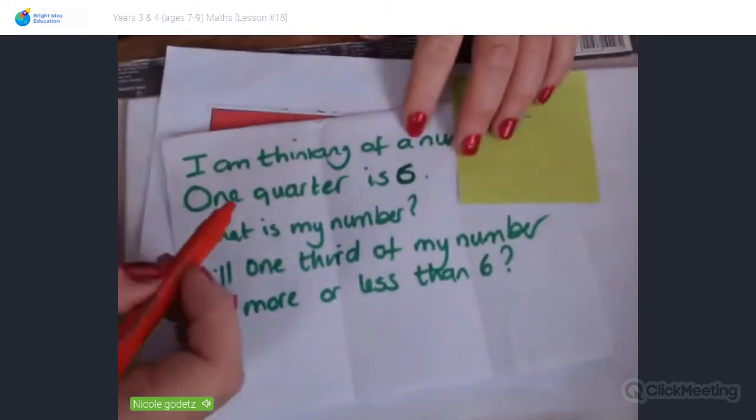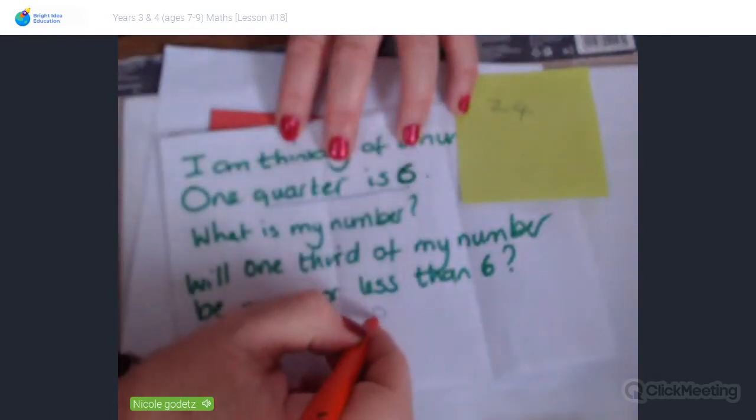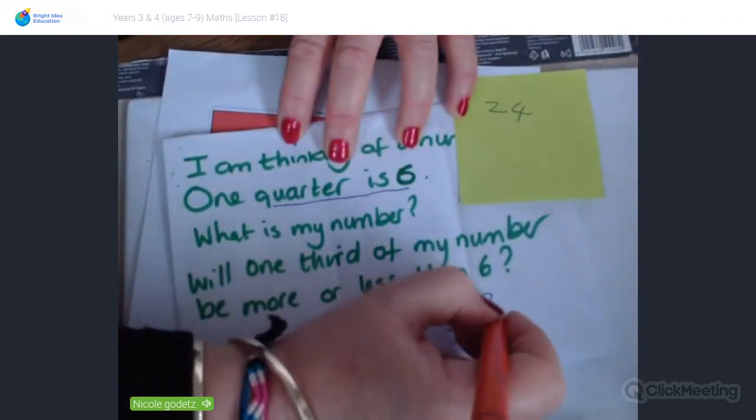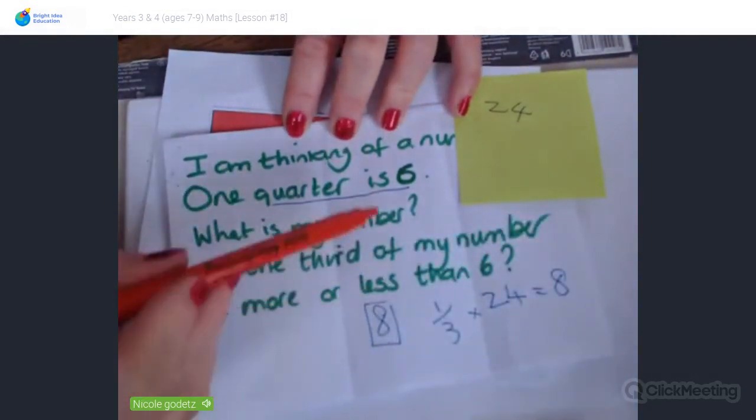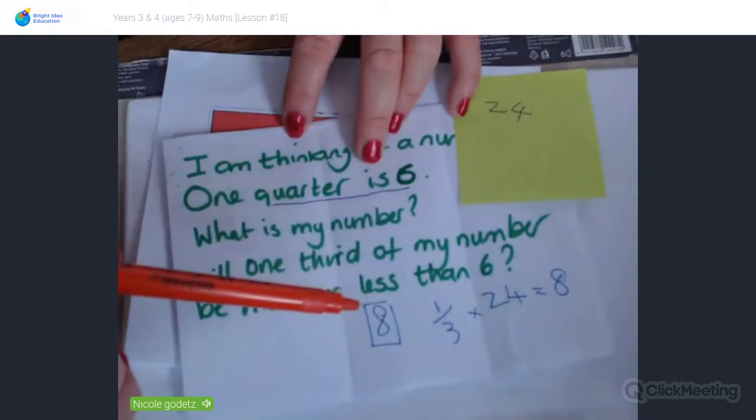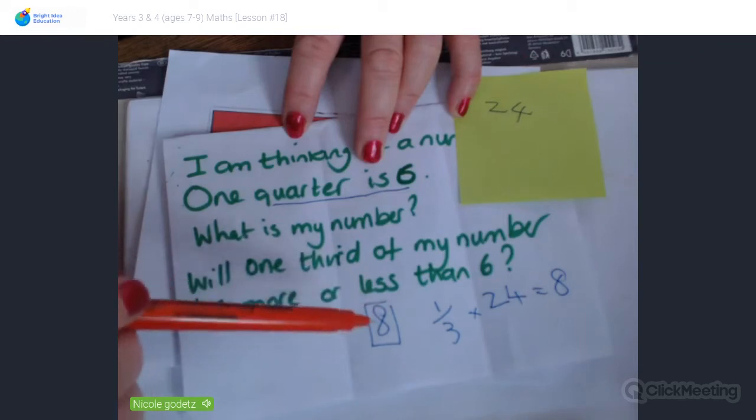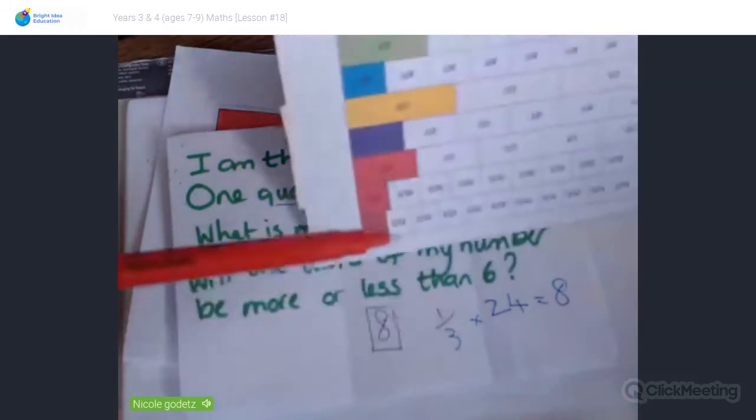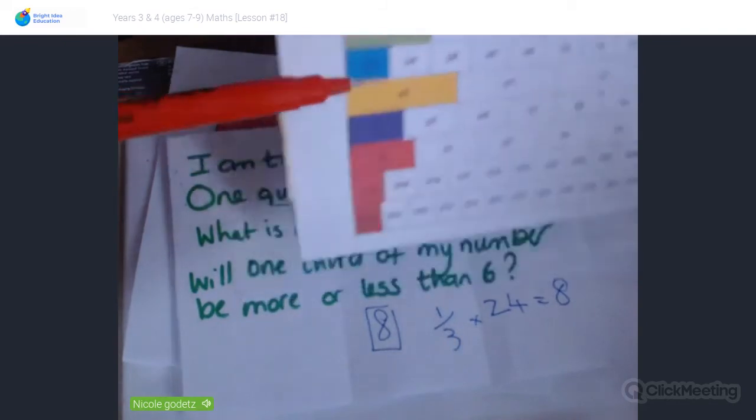So 1/4 is 6. 1/3 of 24 equals 8. So is 1/3 bigger or smaller than 1/4? If you split it into less groups, there is more in each group. So 1/3, as many of you have said, is bigger than 1/4.